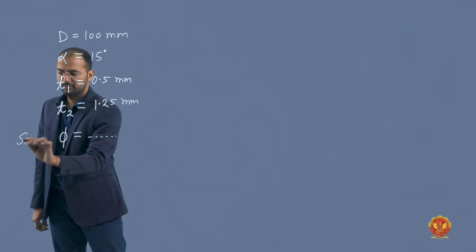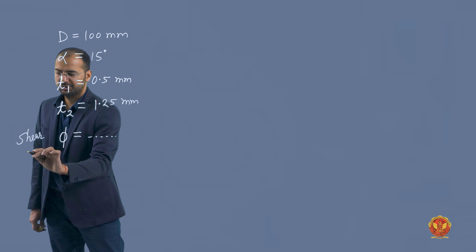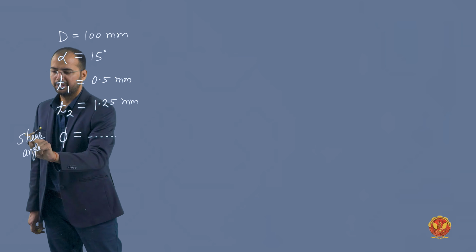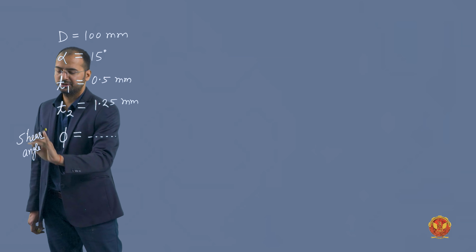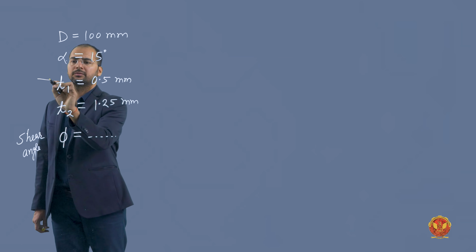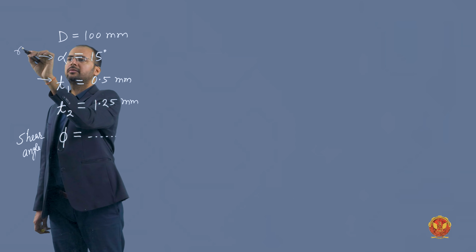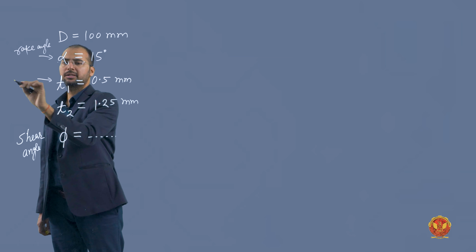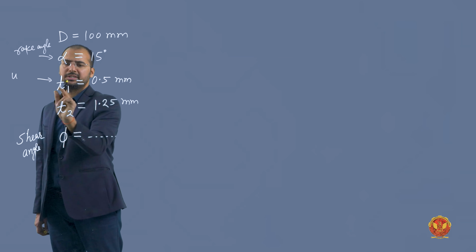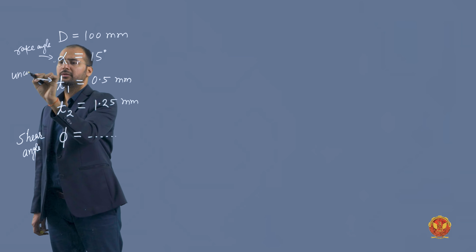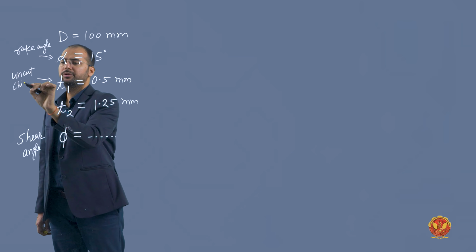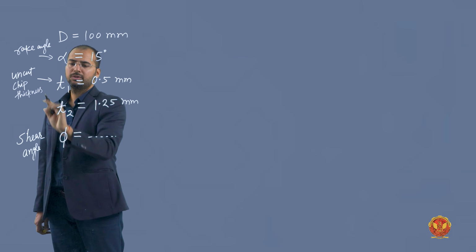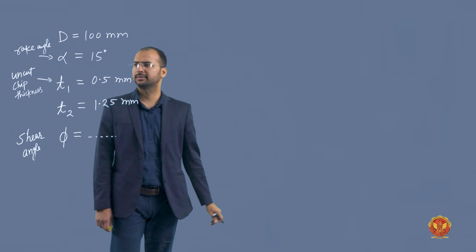So this is shear angle. We have to find out the shear angle, and this is the rake angle. This is uncut chip thickness. These two quantities are important. And the other one is cut chip thickness.